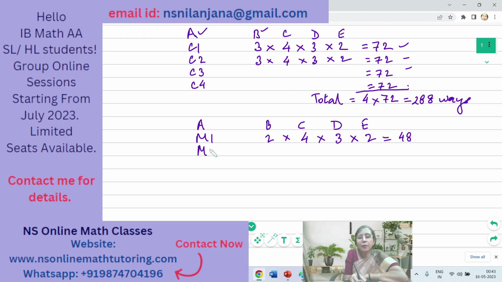Amber can be placed in the middle pen, M2 pen as well. The situation will be exactly the same, 4, 3, and 2. So this is 48. Total will be 2 times 48 or 48 plus 48, equal to 96.